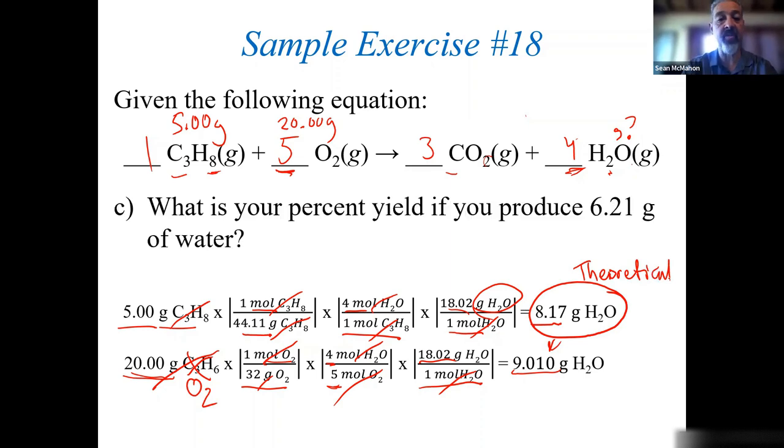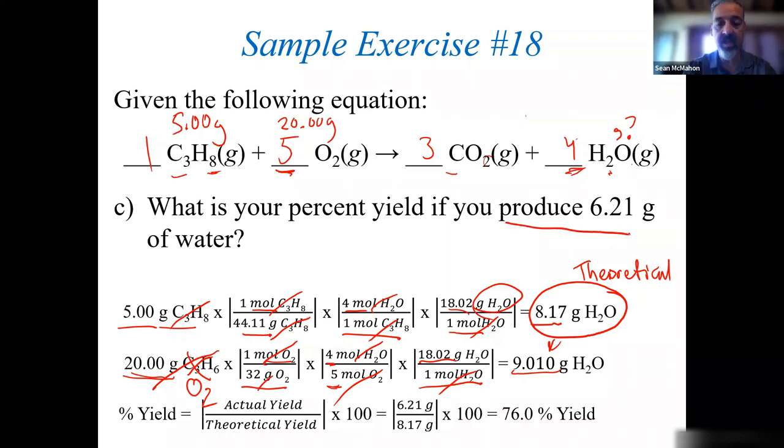is 8.17 grams, right? If I produce 6.21 grams of water, says it, what is my percent yield? If I actually produce 6.21, what do I do? Okay, percent yield is actual over theoretical. Now that I identified my theoretical and I have my actual, actual over theoretical times 100 gives me a 66.0% yield because 3 sig figs, 3 sig figs.